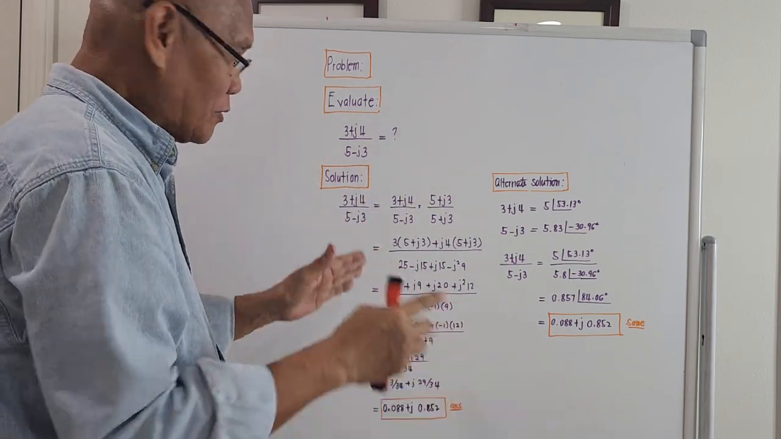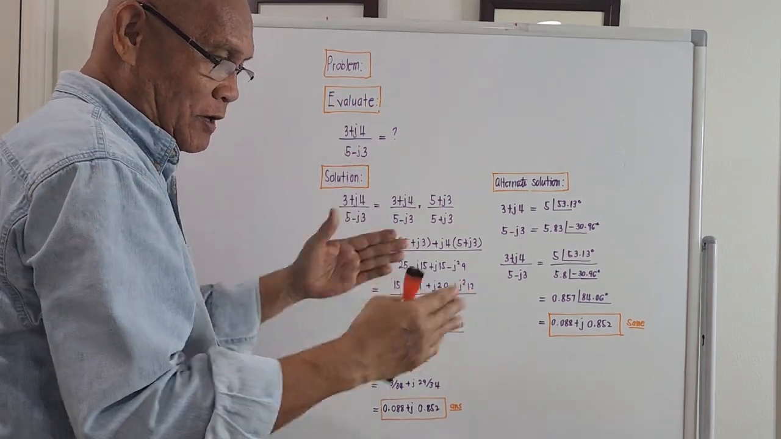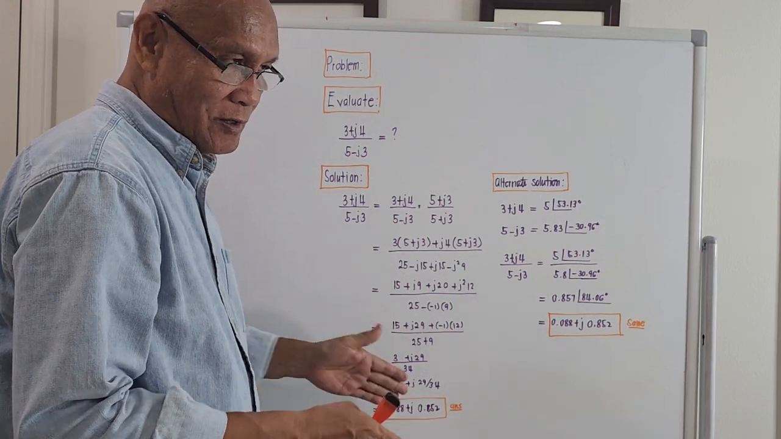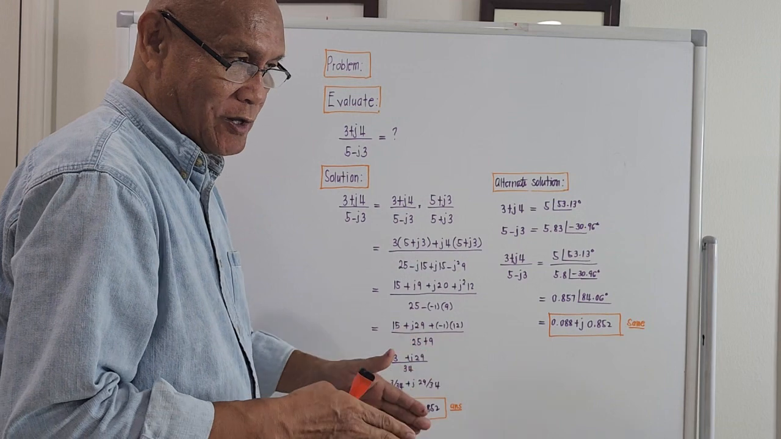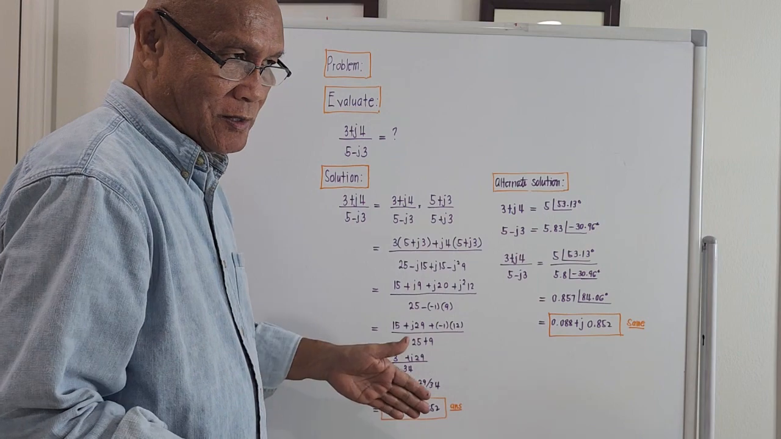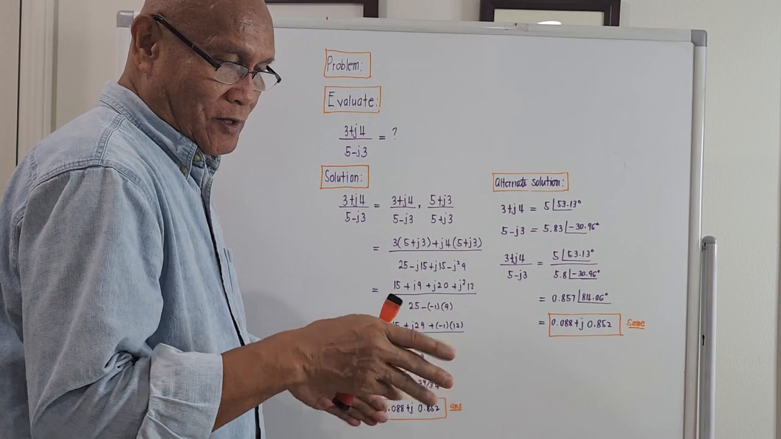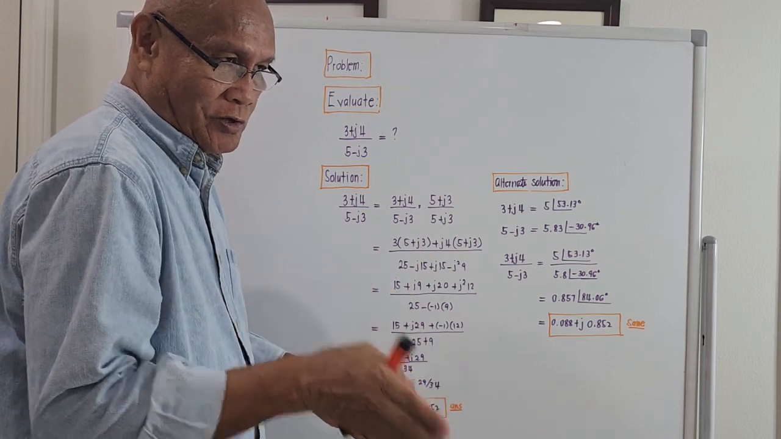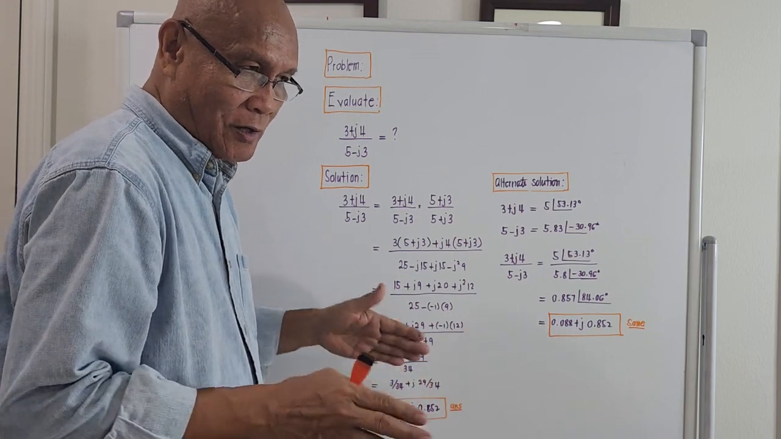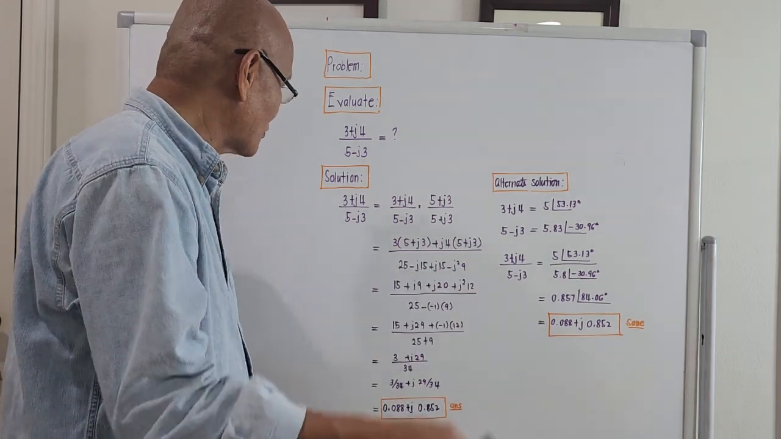The problem is asking for the simplification of this, (3 + j4) over (5 - j3). This is a complex number. In the study of mathematics, complex numbers are designated by i. To separate it from the i under AC circuits, we use j. But still, the discussion is complex numbers. That's why for us electrical engineers, complex numbers are actually very important. Okay, let's proceed.